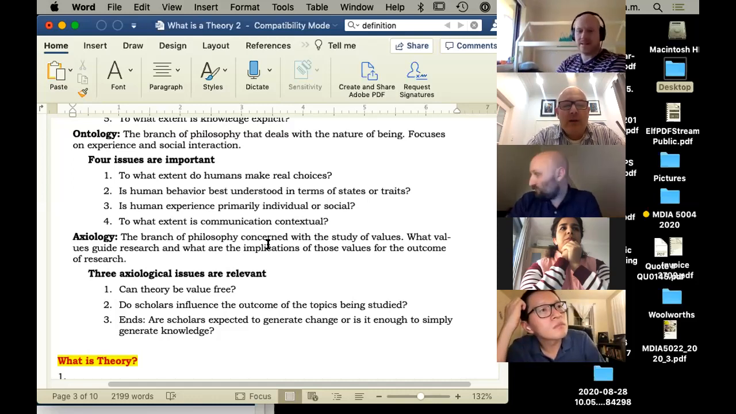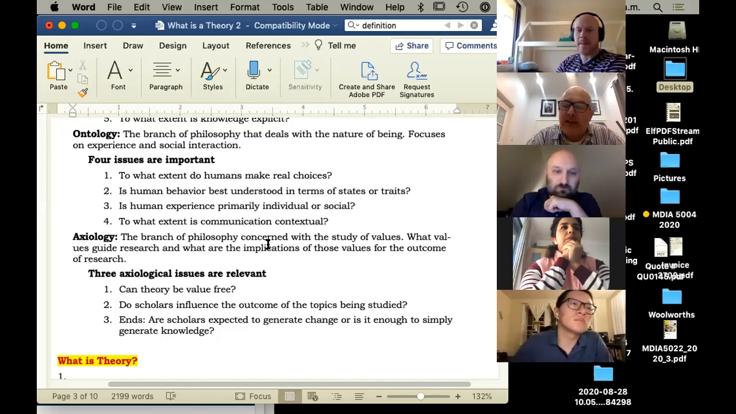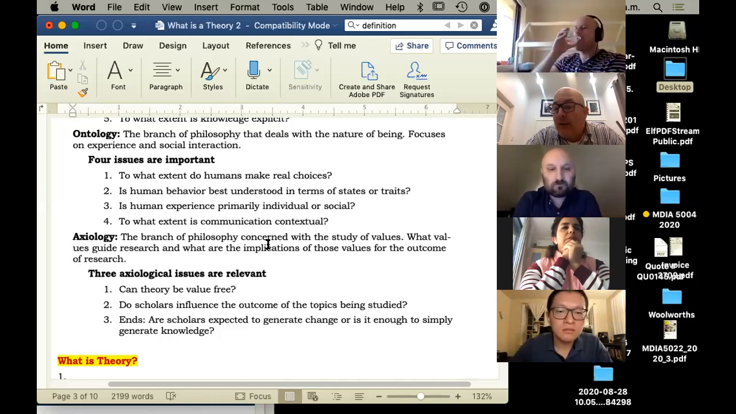So when we talk about ontology, we're asking questions like, to what extent do humans make real choices? Is it because of biology, or is it because of society that we act the way we do? That might be a question that someone asks, but from an ontological standpoint, we want to ask, how do we make choices? Is human behavior best understood in terms of states or traits? Is human experience primarily individual or social? And we can look at both.